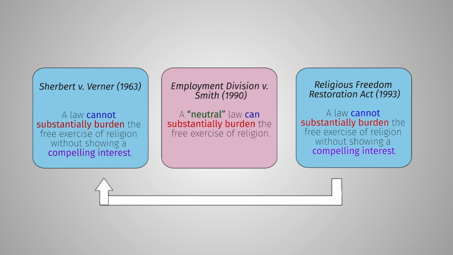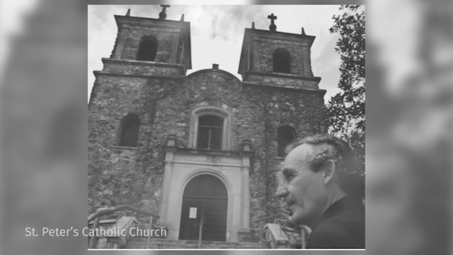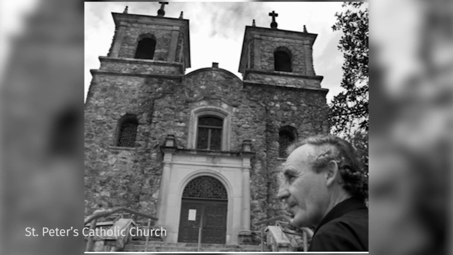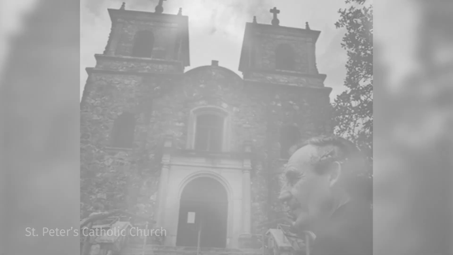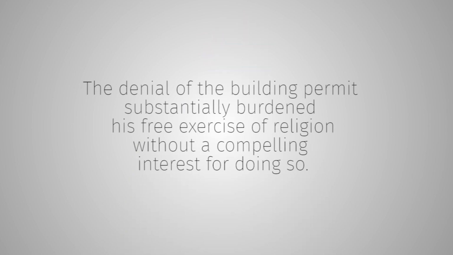Like Sherbert, under RFRA, states could not substantially burden the free exercise of religion unless they can show a compelling interest for doing so. After RFRA was enacted, the city of Boerne, Texas denied a building permit to St. Peter's Catholic Church. In response, Archbishop Flores sued the city in federal court for violating RFRA. He claimed the denial of the building permit substantially burdened his free exercise of religion without a compelling interest for doing so.